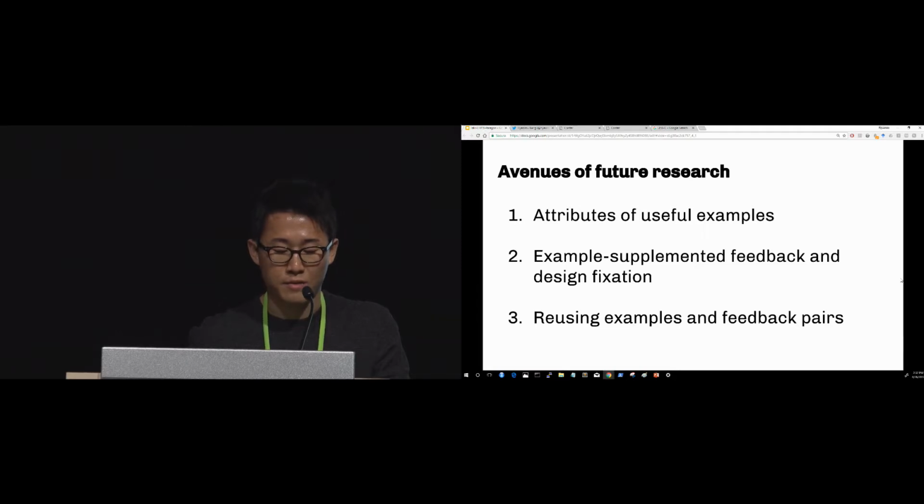Some of the areas that we find exciting are: 1, understanding the attributes of useful examples; 2, understanding the relationship between supplementing feedback with examples and the possibility of design fixation; 3, exploring ways to reuse example and feedback pairs that form dyadic relations in the iterative process of design.